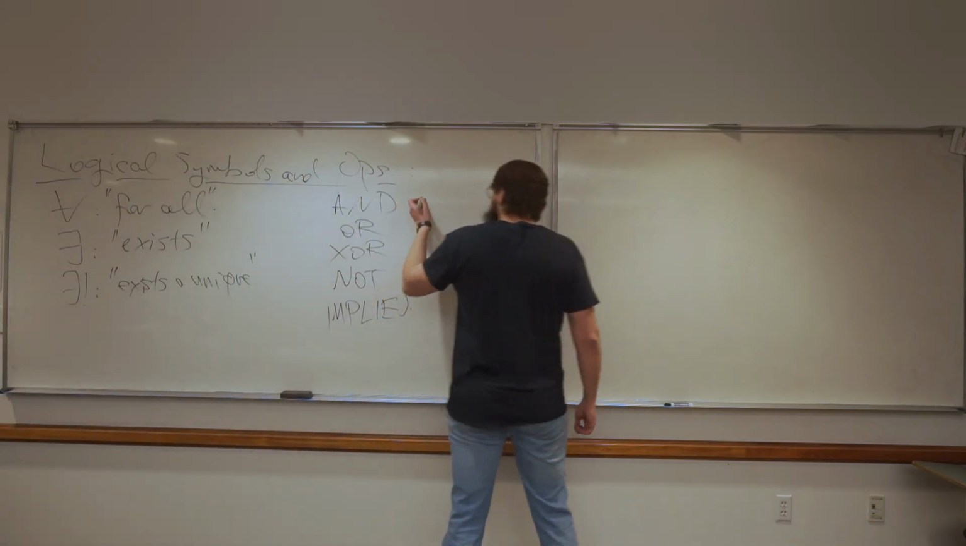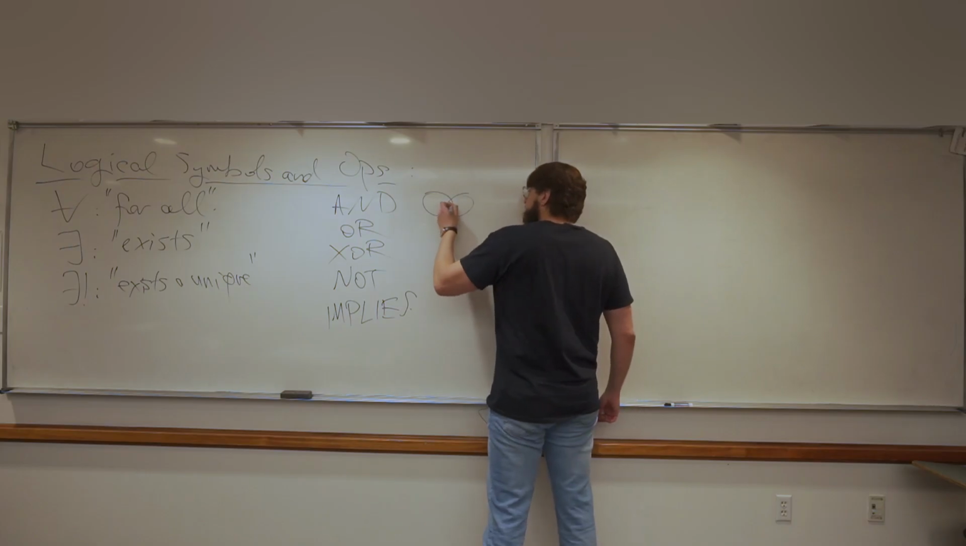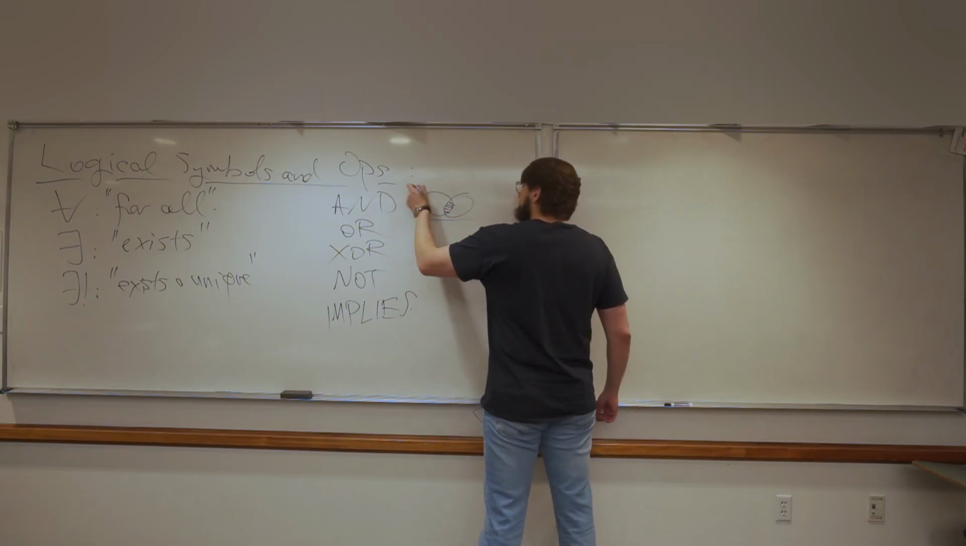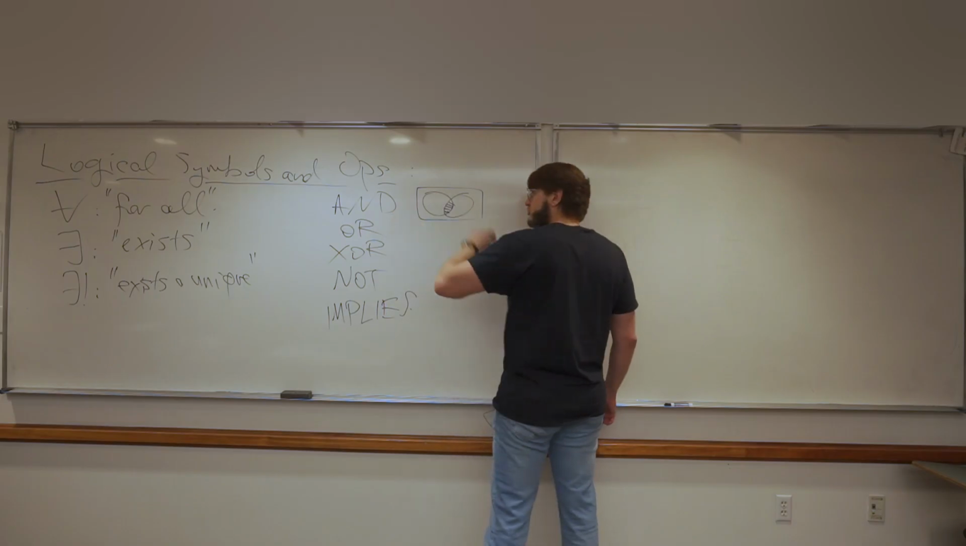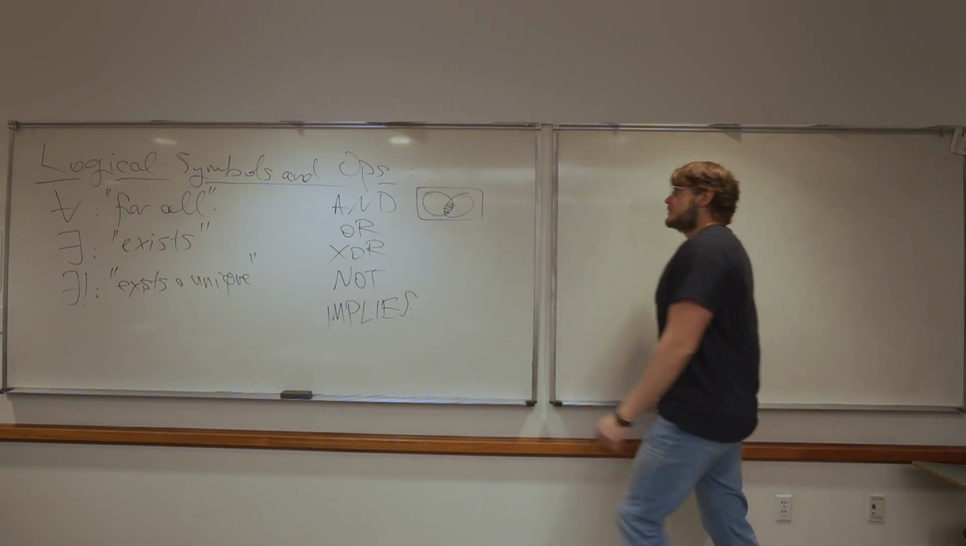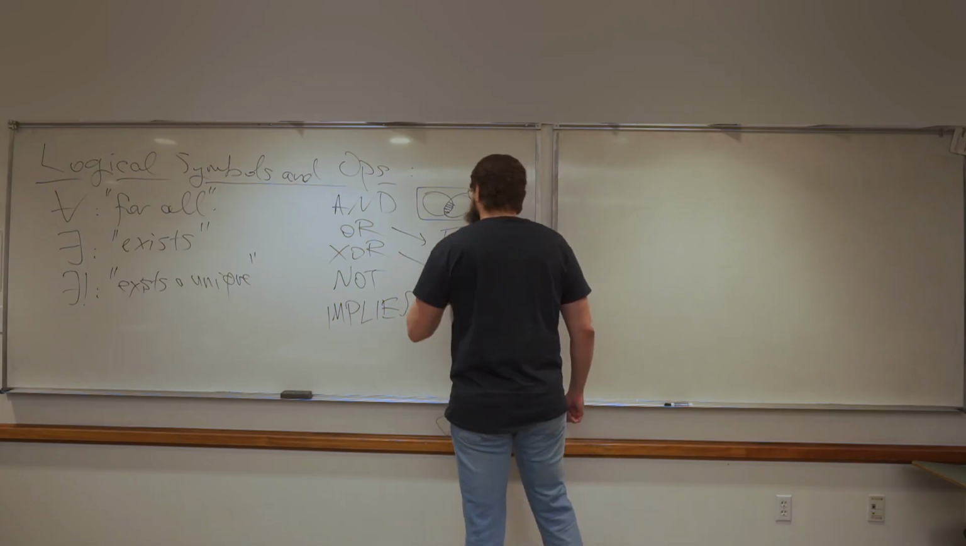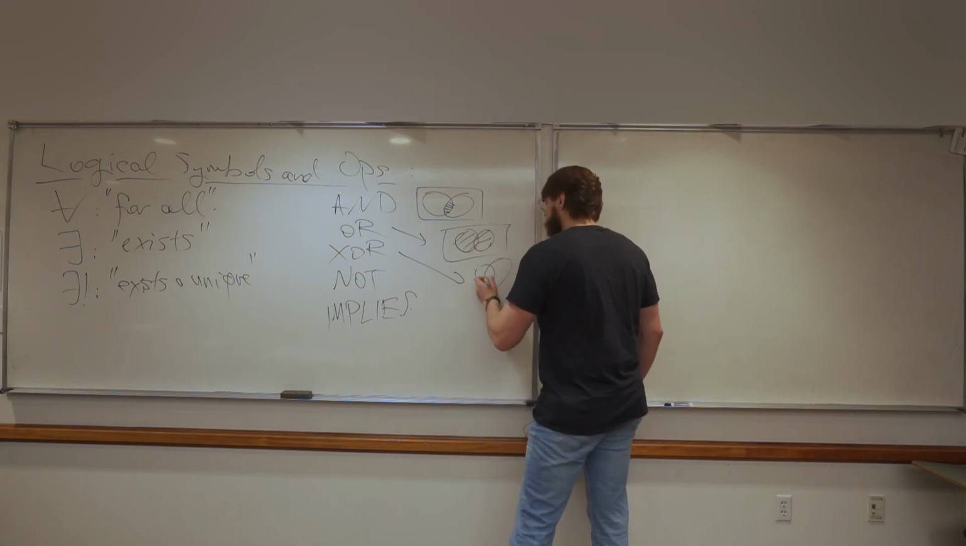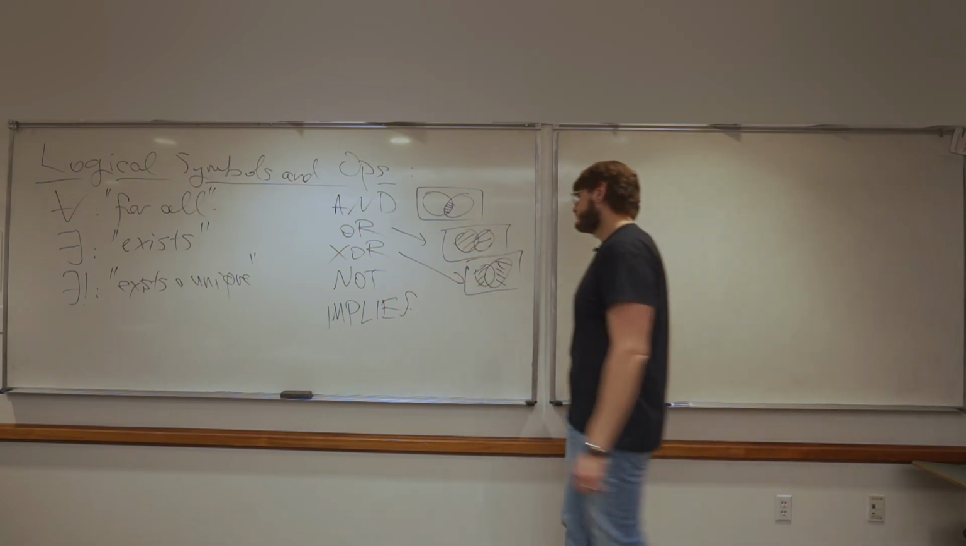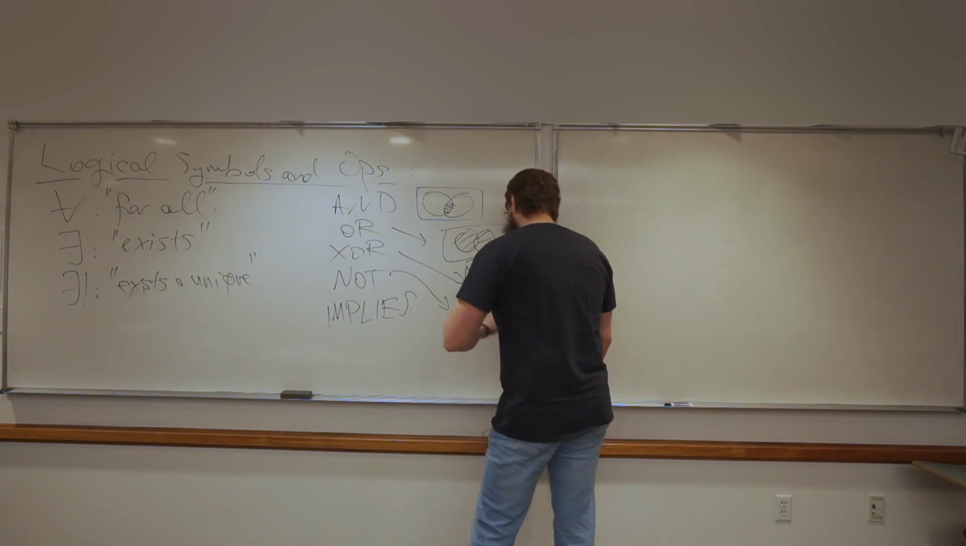Okay, maybe we can symbolize these using Venn diagrams, like so. And corresponds to this intersection, or corresponds to the union, of course. XOR corresponds to this, but not this. You get rid of the middle part. Not, it's the outside in a sense.